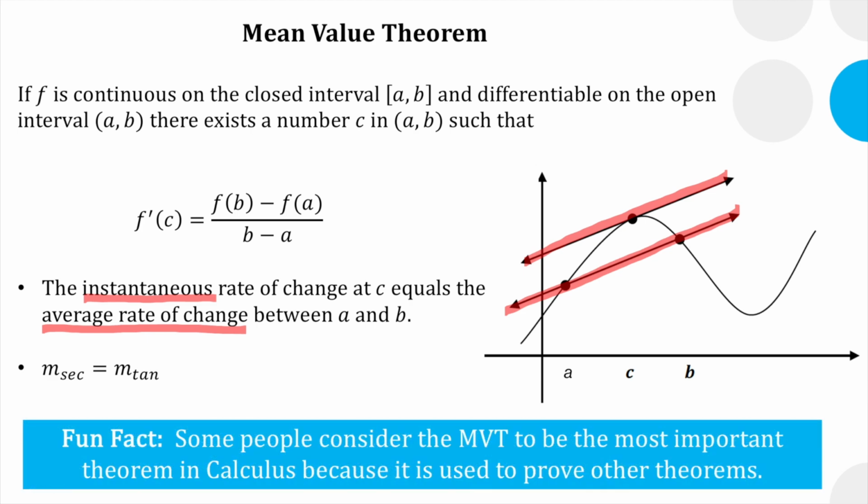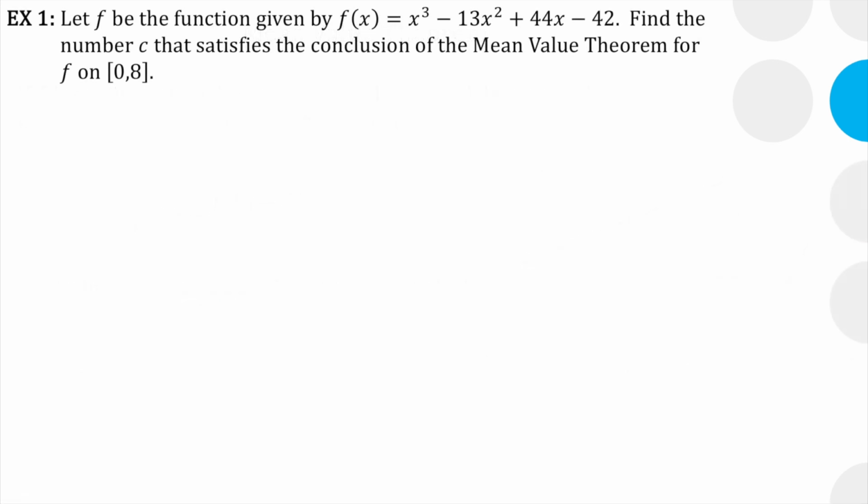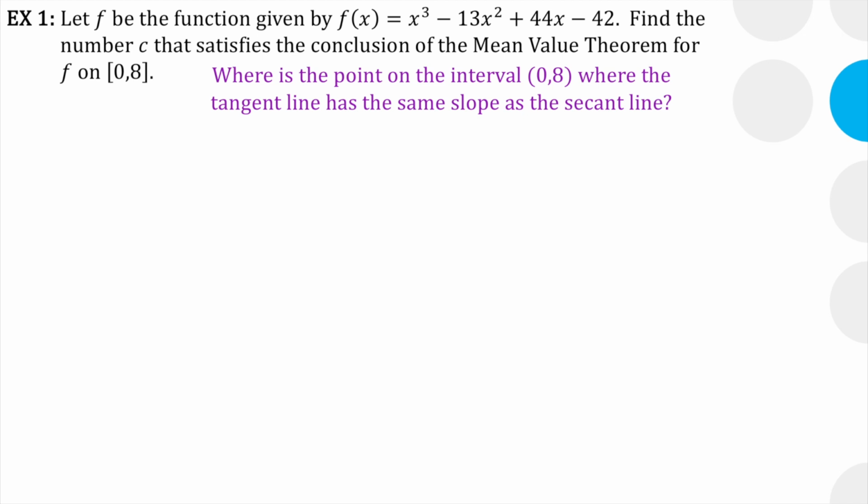Fun fact, some people consider the mean value theorem to be the most important theorem in calculus because it's used to prove so many other theorems. Example 1. Let f be the function given by x cubed minus 13x squared plus 44x minus 42. Find the number c that satisfies the conclusion of the mean value theorem for f on the interval [0, 8]. What that's asking is, where is the point on the interval [0, 8] where the tangent line has the same slope as the secant line? That makes a little bit more sense to me.